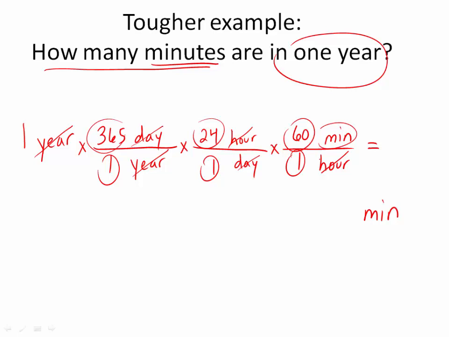So in your calculator you would do 365 times 24 times 60. And when you do that in your calculator you get 525,600 minutes. And that is one annoying song, let me tell you.